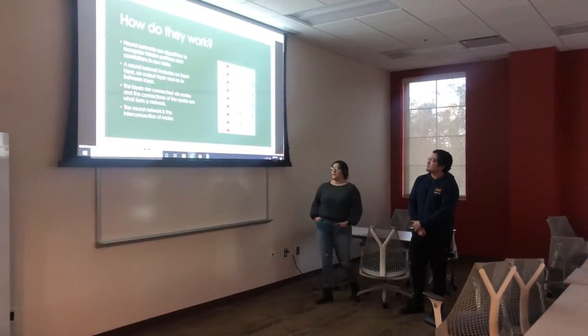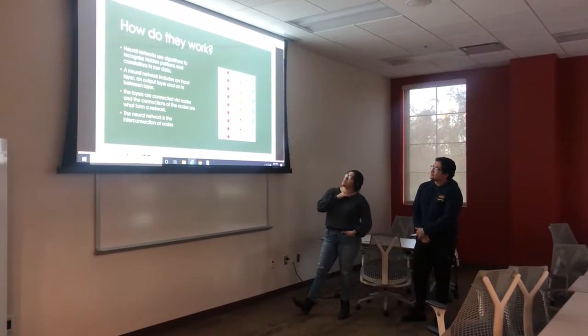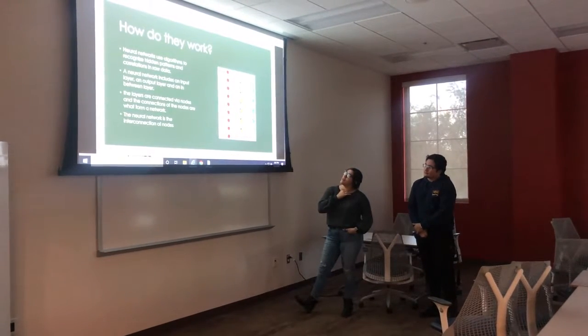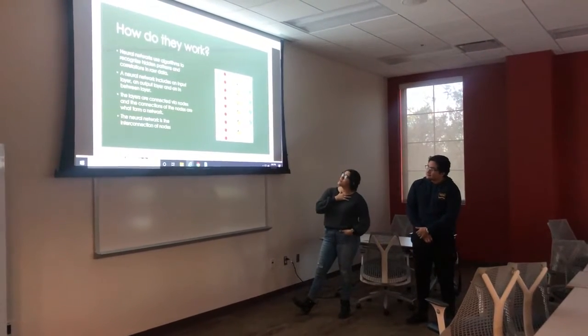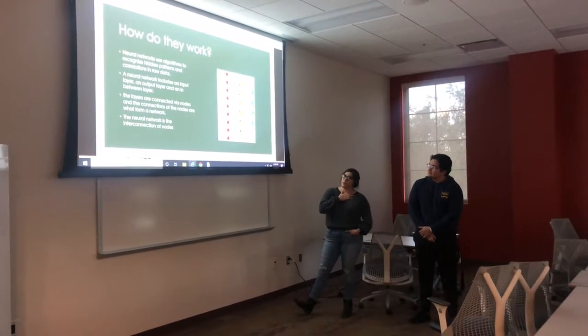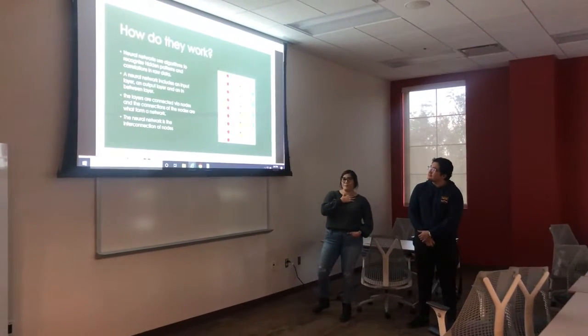How do they work? Neural networks use algorithms to recognize hidden patterns and correlations in raw data. A neural network includes an input layer, an output layer, and an in-between layer. The layers are connected via nodes, and the connections of the nodes are what form a network. The neural network is the interconnection of nodes.